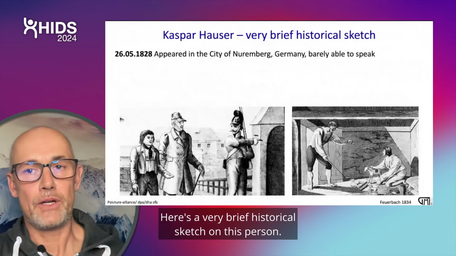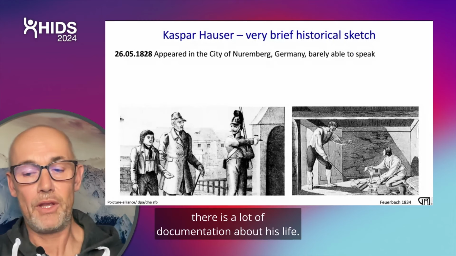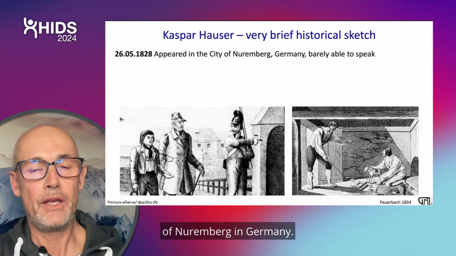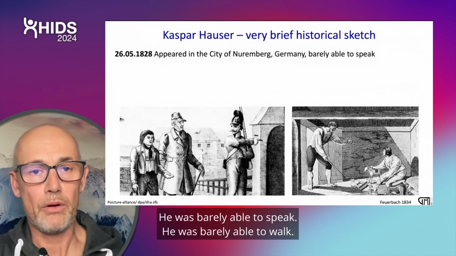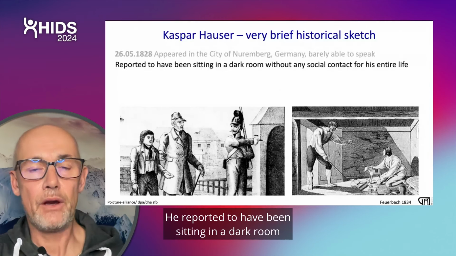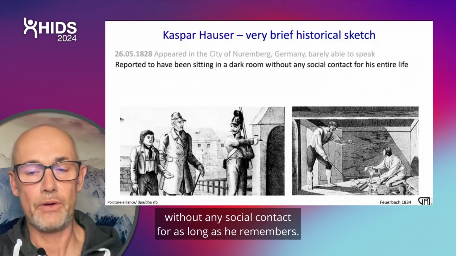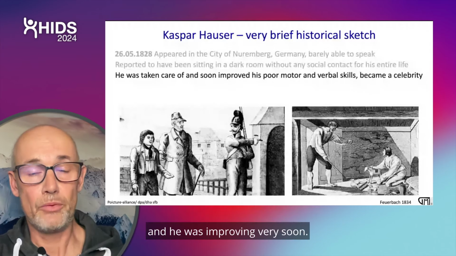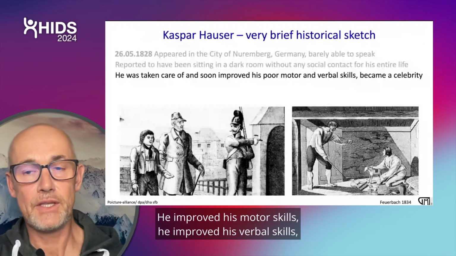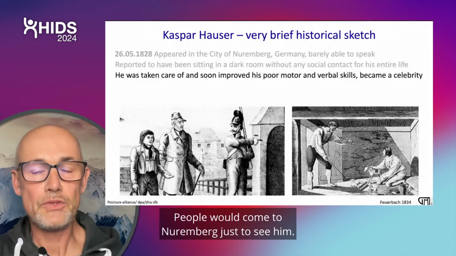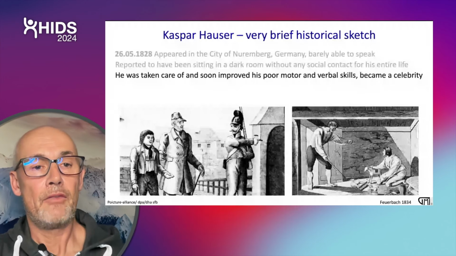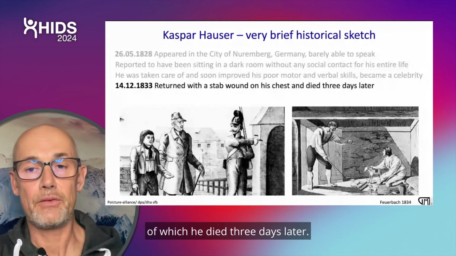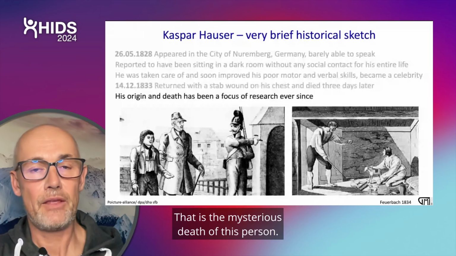Here is a very brief historical sketch on this person. You can imagine there is a lot of documentation about his life. He appeared out of nowhere in 1828 in the city of Nuremberg in Germany. He was barely able to speak. He was barely able to walk. He reported to have been sitting in a dark room without any social contact for as long as he remembers. He was taken care of by distinguished individuals from Nuremberg, and he was improving very soon. He improved his motor skills, he improved his verbal skills. He became a real celebrity. People would come to Nuremberg just to see him. 5 years after he appeared, he returned home with a stab wound on his chest, of which he died 3 days later. That is the mysterious death of this person.